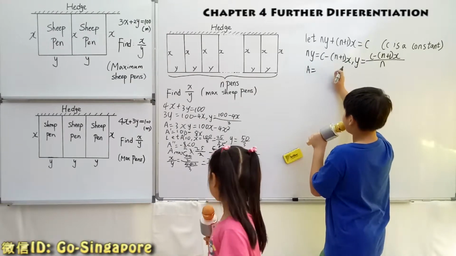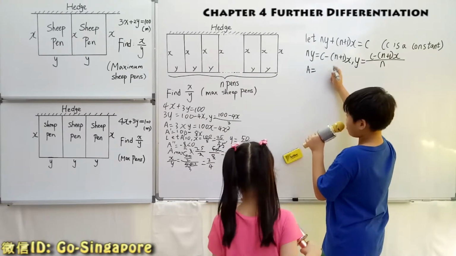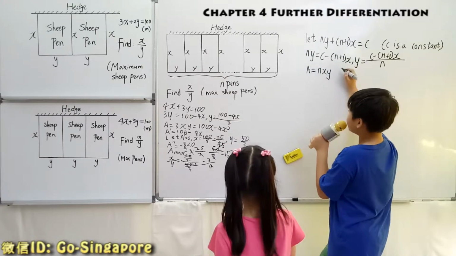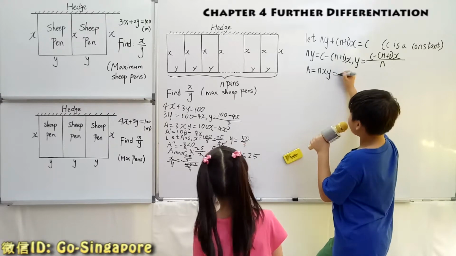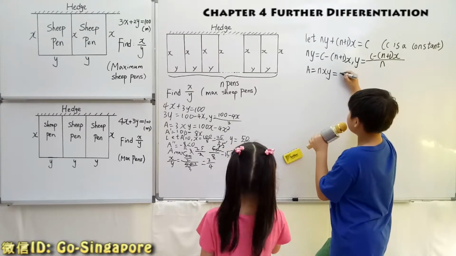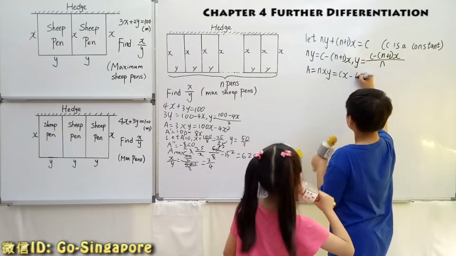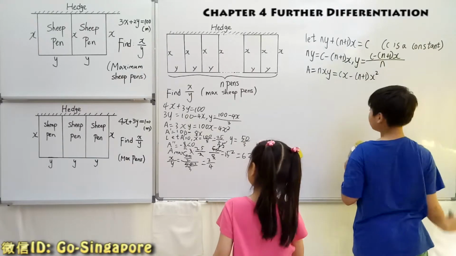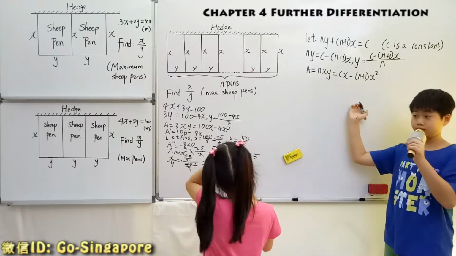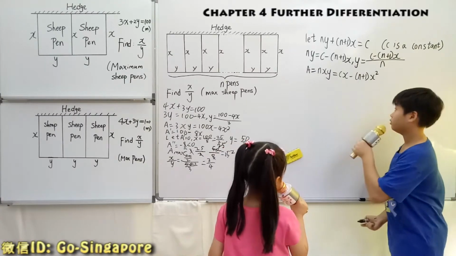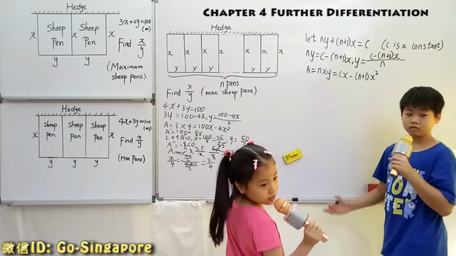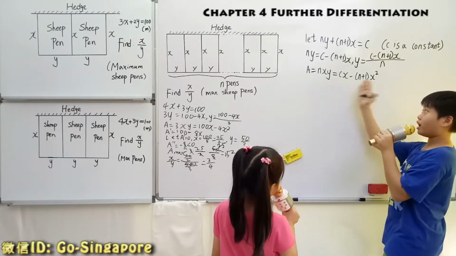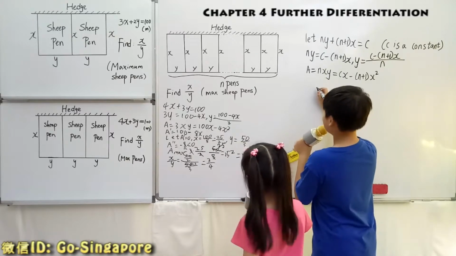Next, we'll find the area. So this is actually nxy, right? Yes, nxy. So this is a constant x minus n plus 1 y. Like this? Is it correct? I think y squared. This is an x because I sub the y. If you sub the y, how could it be another y?